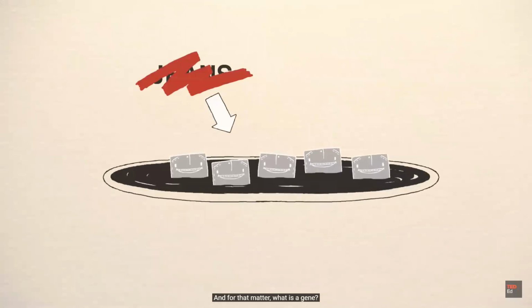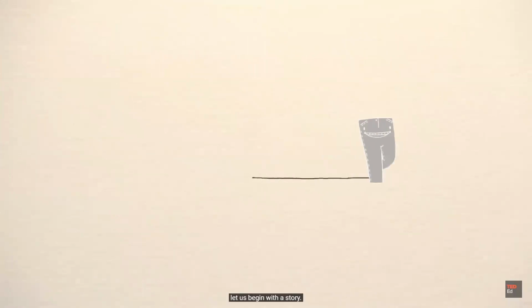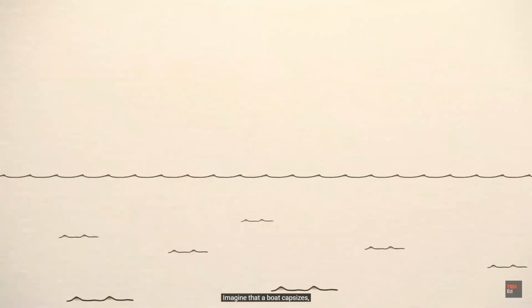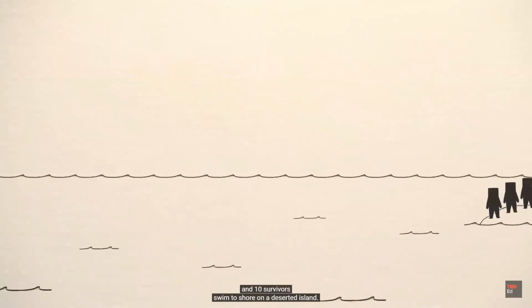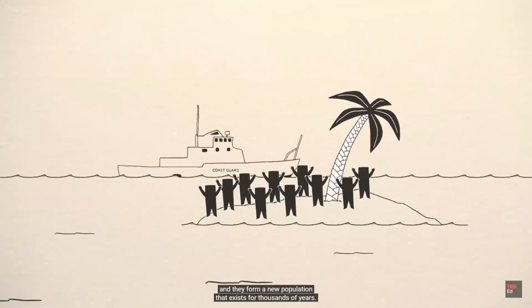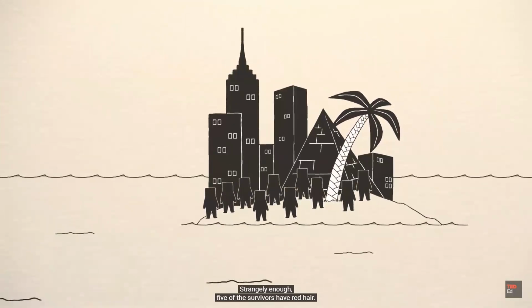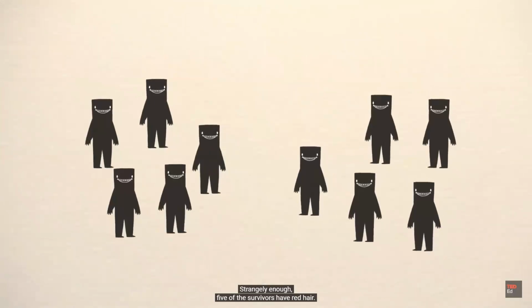But what is a gene pool? And for that matter, what is a gene? Before spending any more time on genetics, let us begin with a story. Imagine that a boat capsizes and 10 survivors swim to shore on a deserted island. They are never rescued and they form a new population that exists for thousands of years. Strangely enough, 5 of the survivors have red hair.